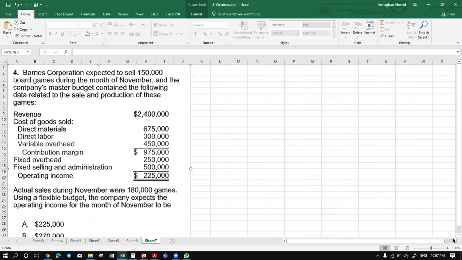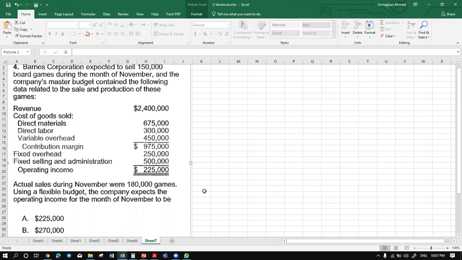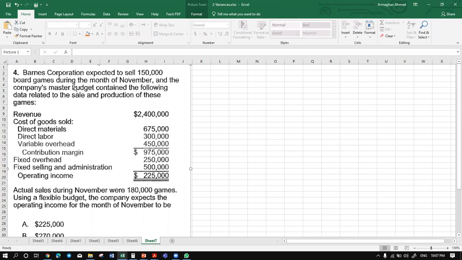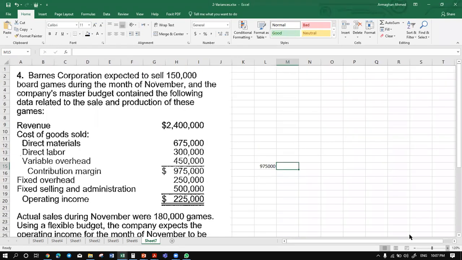This is the question. So 150,000, right? How can we calculate this? Basically, they're asking us for the flexible budget. You should know that the contribution cost is 975,000, and this is the cost of how many units given? This is the cost of how many units?